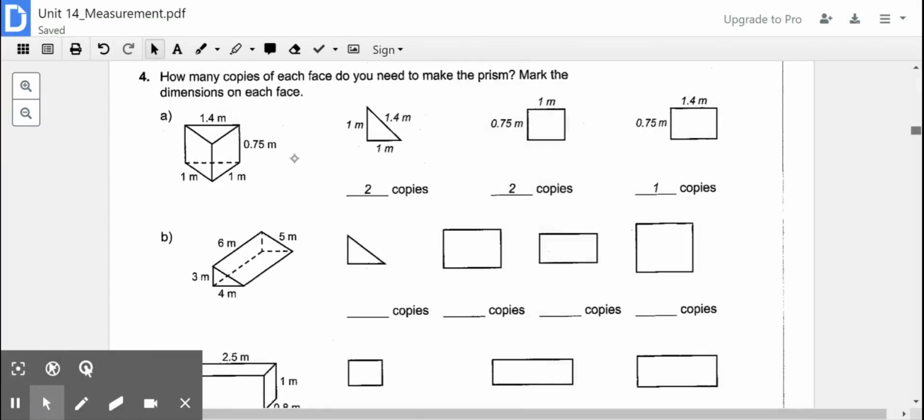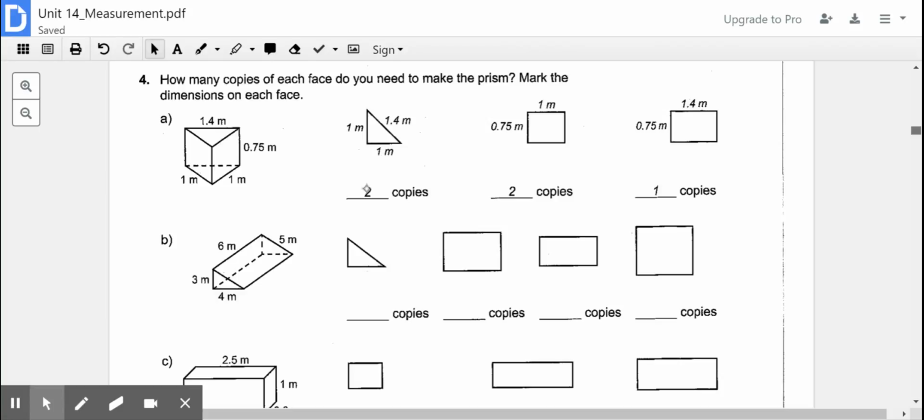So let's see the example they've done for us here. In the first example here, they said, well, there's 2 triangles. There's 2 copies of a 1 by 0.75 rectangle, and there's 1 copy of a 0.75 by 1.4 because not all sides of the triangles are the same. Well, let's check out the second one here.